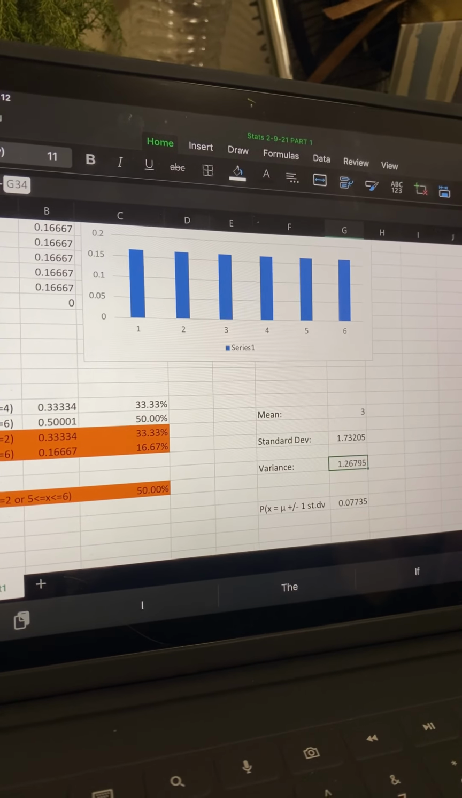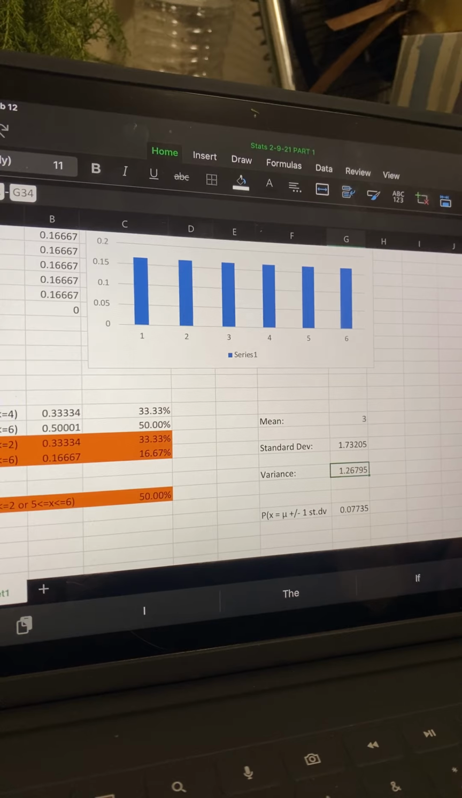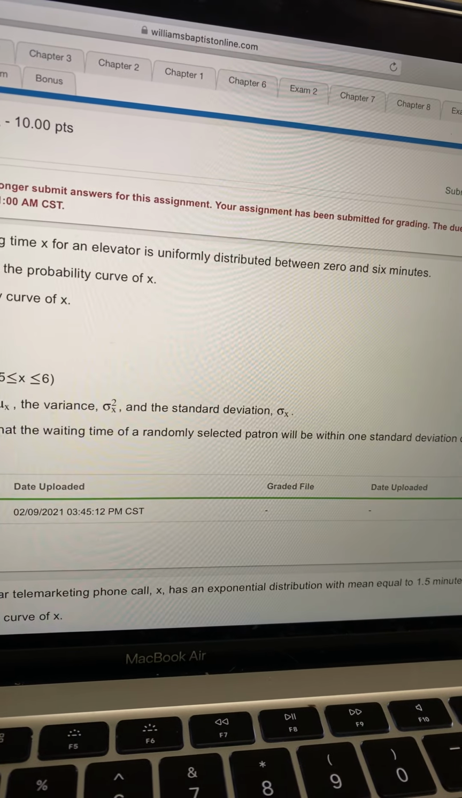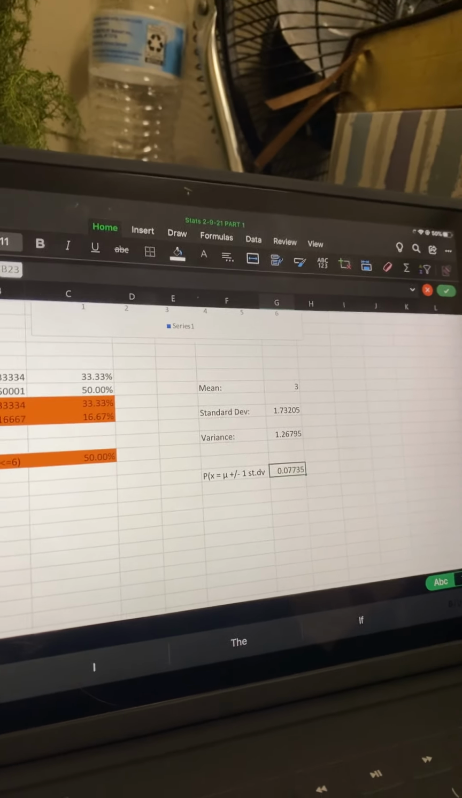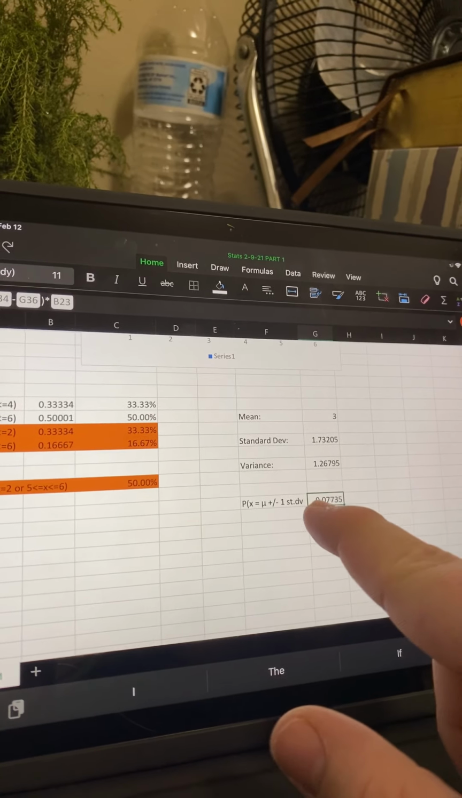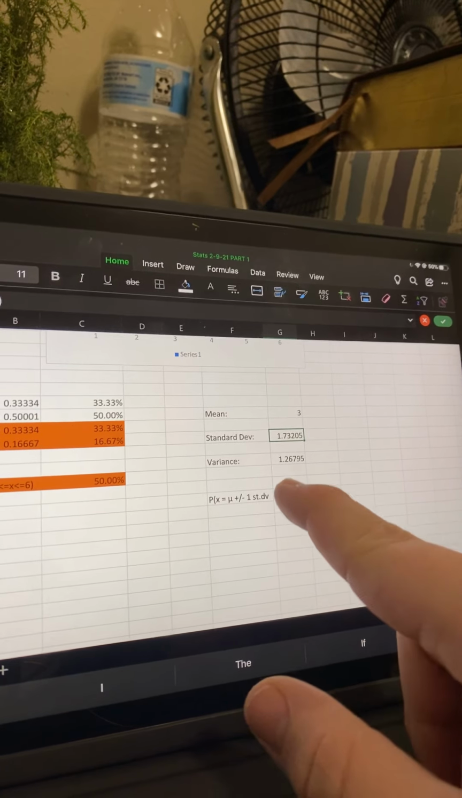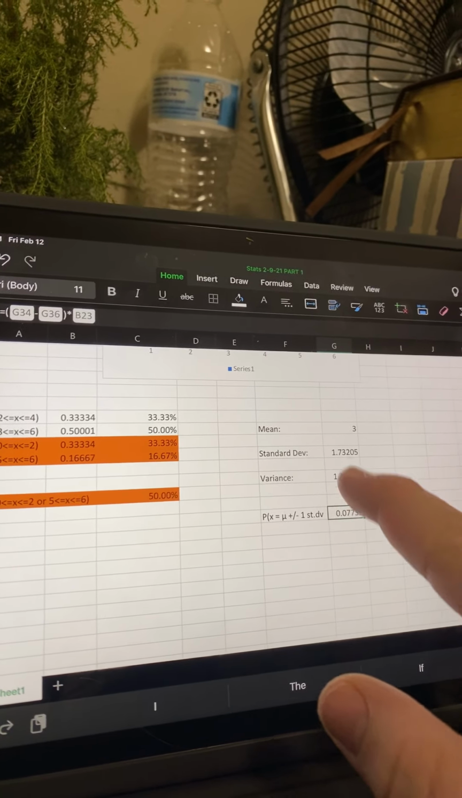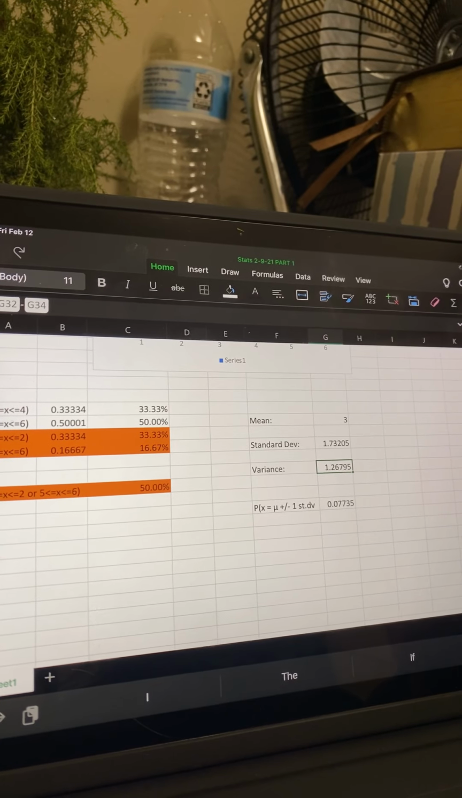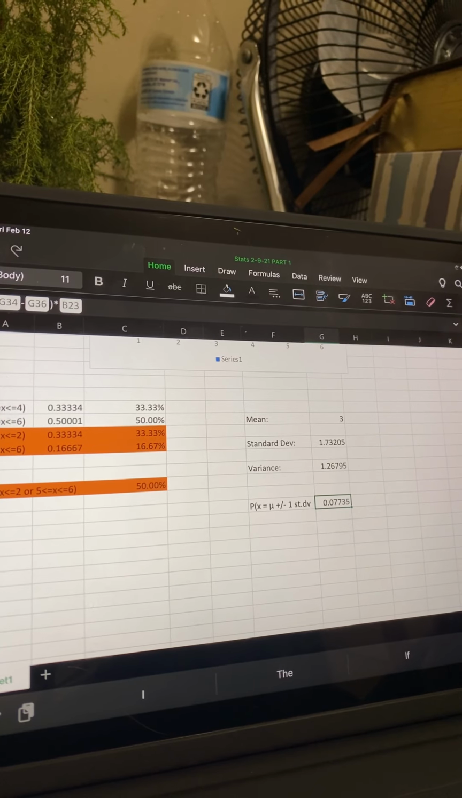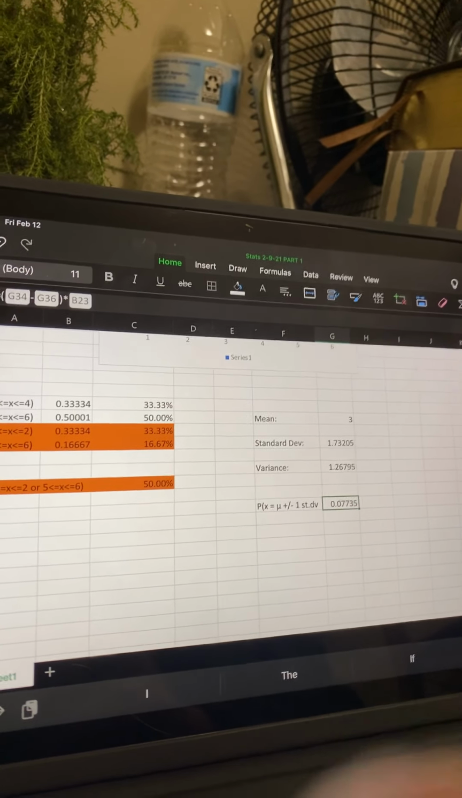The variance, I didn't know if this was right or not. I just subtracted the standard deviation from the mean to get the variance. Then find the probability that the waiting time for a randomly selected patron will be within 1 standard deviation of the mean. I did this exactly how you did it in class. I did G34, the standard deviation, times G36, the variance. And then I divided it. Or no, I multiplied it. No, scratch that. That was completely wrong.